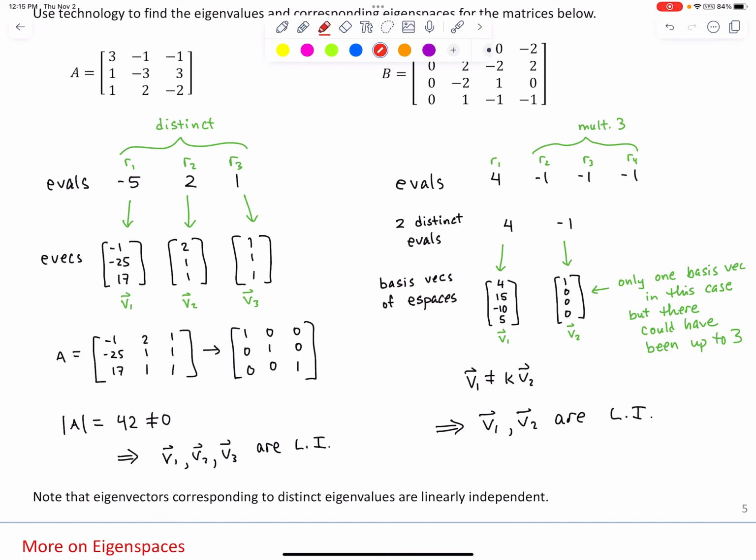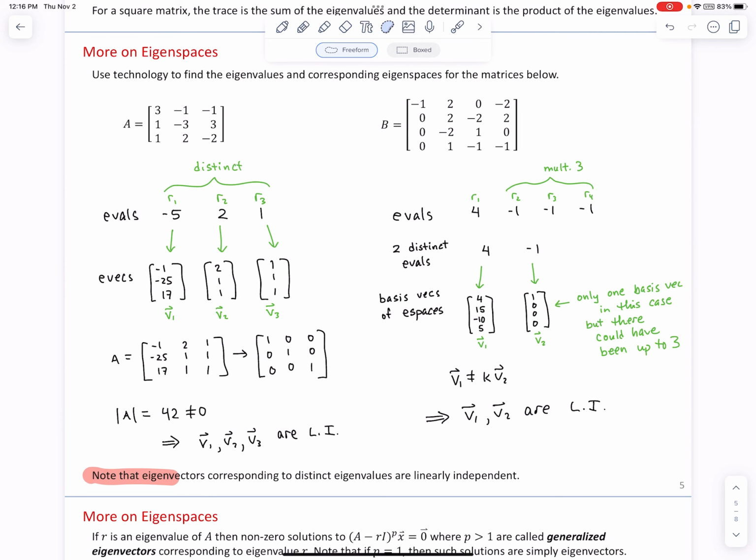Now, in general, this is going to be true. Note that eigenvectors corresponding to distinct eigenvalues will form linearly independent sets. So take any vector from this eigenspace, and here's a distinct eigenvalue, so take any vector from this eigenspace, and that will form an independent set. And over here, all of the eigenvalues were distinct, so take any vector from this eigenspace, any vector from this eigenspace, and any vector from this eigenspace, and that will form a set of 3 linearly independent vectors. All right, let's go on to the next page.